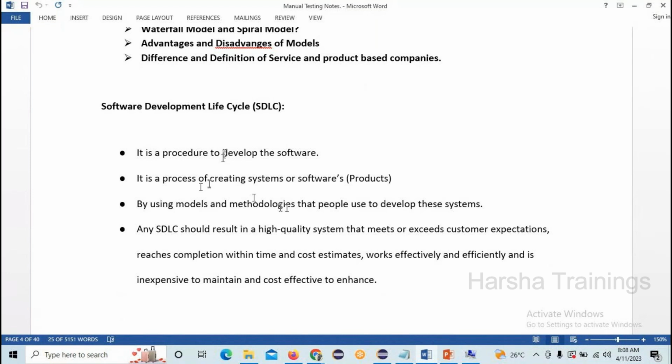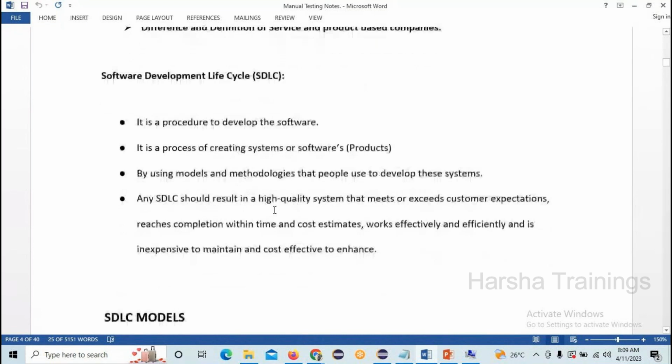Okay, any SDLC should result in a high quality system that meets or exceeds customer expectations and reaches completion within the time and cost estimates, works effectively and efficiently, and is inexpensive to maintain and cost effective to enhance. What he is telling in this point is whatever model you use, it doesn't matter, but that model should result in high quality software that meets customer satisfaction and expectation, within the time, within the budget, and it should be inexpensive to maintain the product. That's what he is telling about how to choose the model for the project.